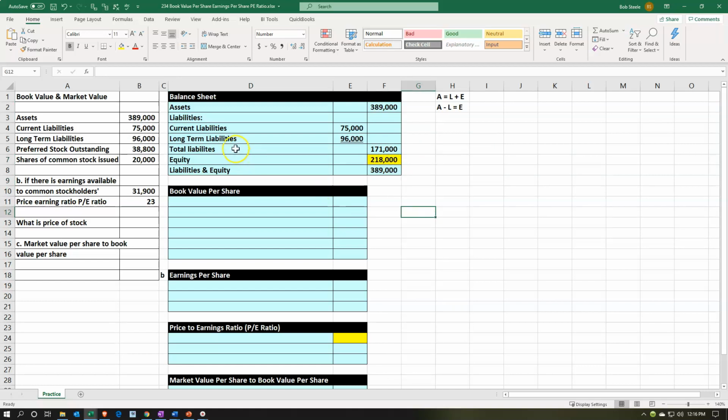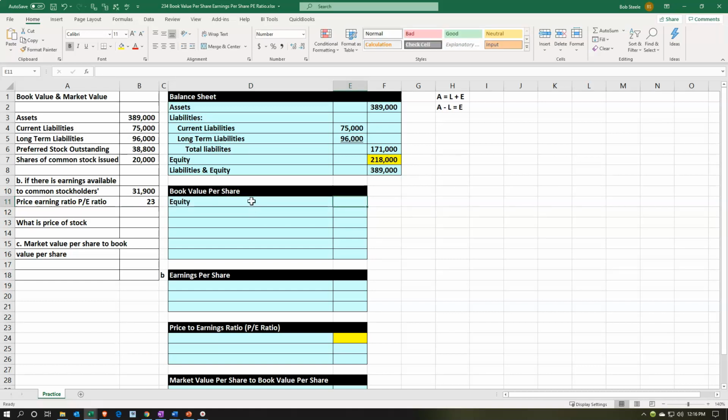Let's format this a little bit here. I'm going to select these three because they're a subcategory. Home tab, alignment, indenting it. I'm going to indent this one again. Home tab, alignment, indent. Just to categorize that out, we're focusing here on the equity. Then we'll go to the book value per share. So we can calculate the book value per share. We're going to take the equity, which is assets minus liability.